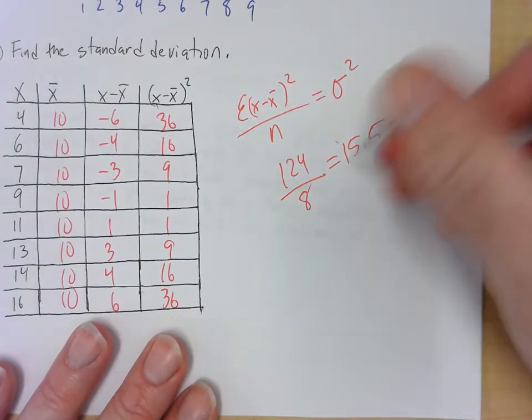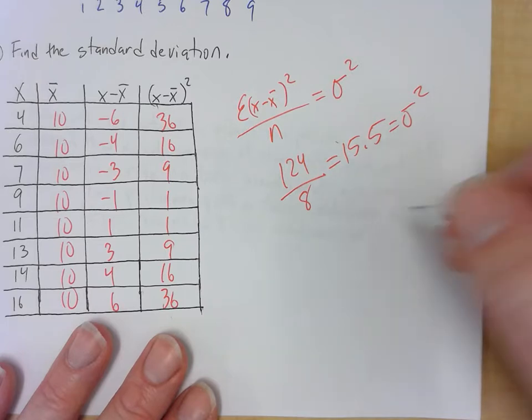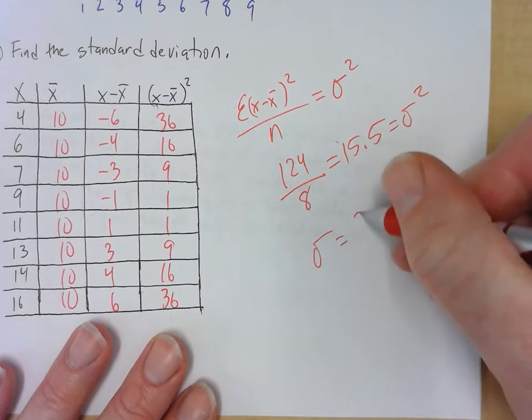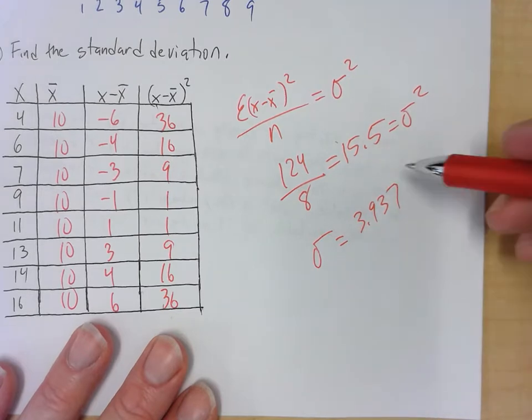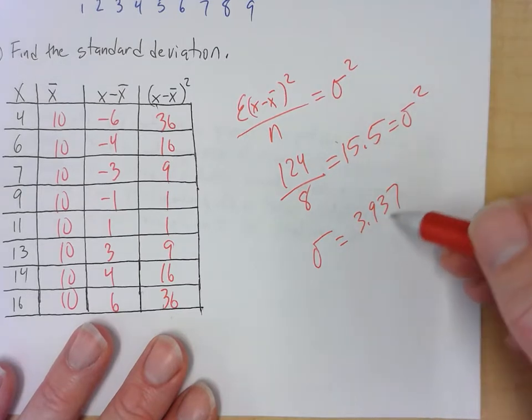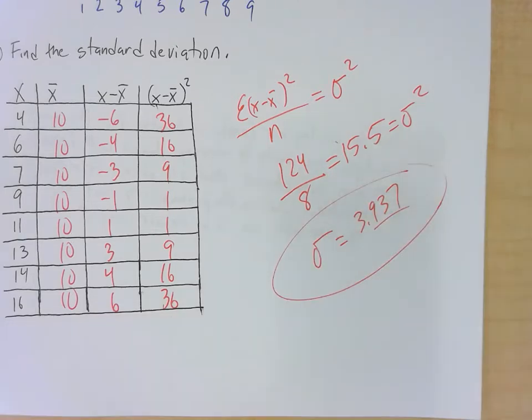And then you just take the square root of this last answer, and we get sigma is equal to 3.937. Now it's an irrational number, so it never stops, it never repeats, but I rounded it to 3 decimal places. All right, so there's the standard deviation.